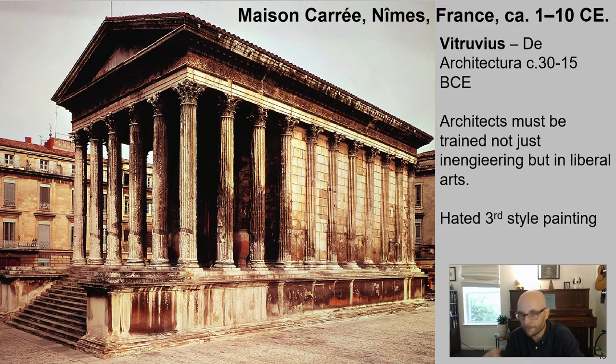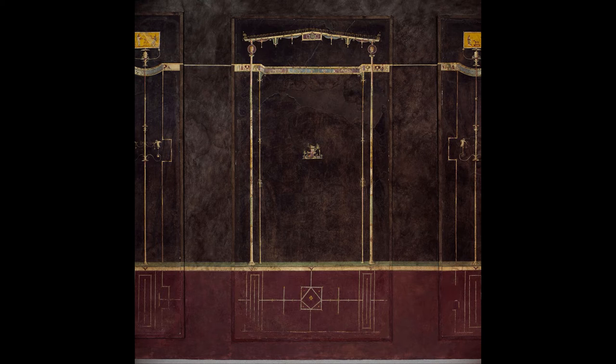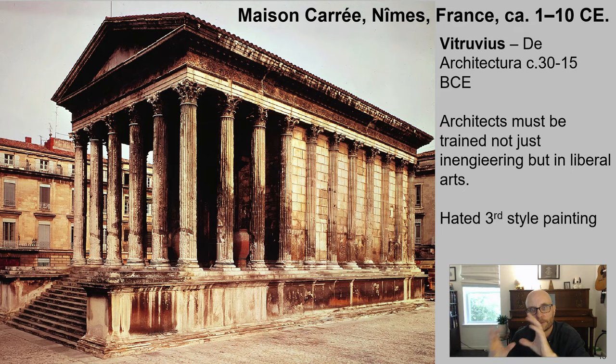He believed that buildings should, first of all, be form over function, that they shouldn't have a lot of unnecessary decoration. In fact, he hated the third style of painting. Remember, it was very decorative. He felt that it didn't really serve any real purpose. He's also a guy who believes, like the Greeks, in perfect proportions, and that architecture should represent mathematical ideals. His thoughts influenced a ton of architects, not only throughout the Roman period, but on the Italian Renaissance.